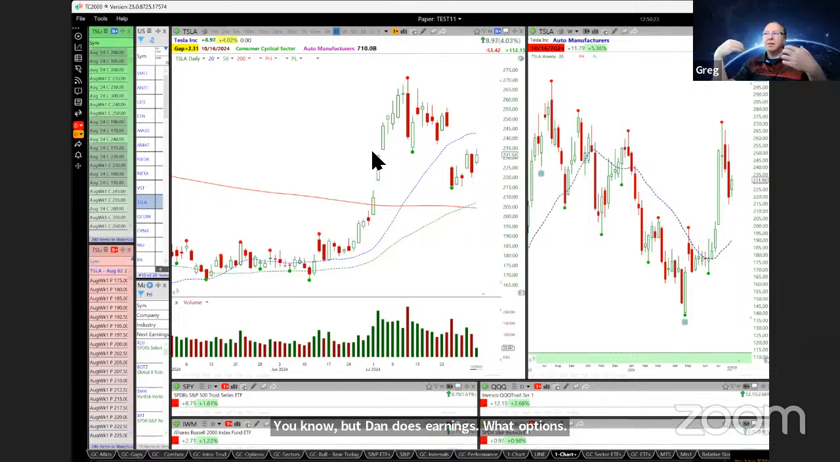I'm primarily looking at things directionally. Is it going to go up or down? If it's going sideways, it's good for credit spreads. All right, let's take a look at something else.